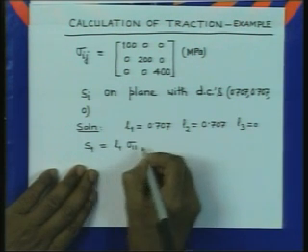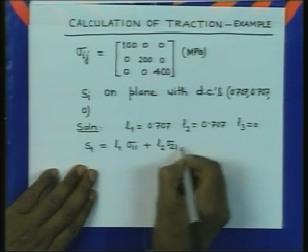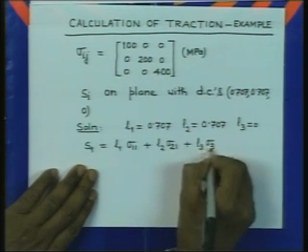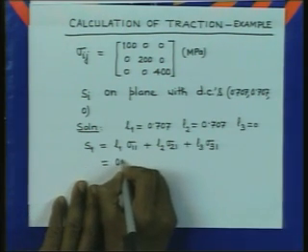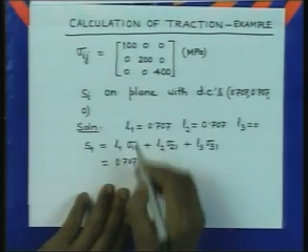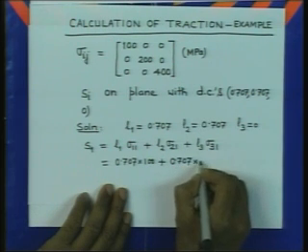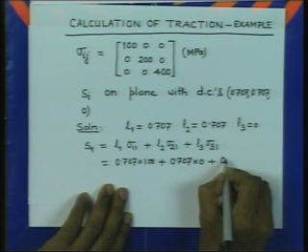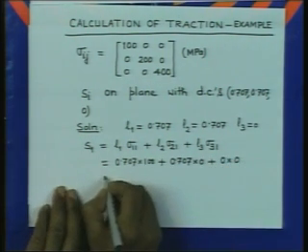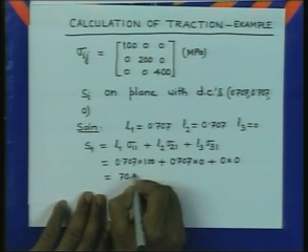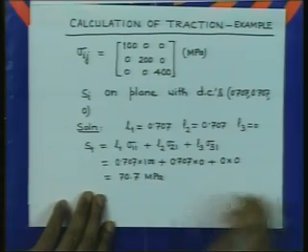L1 sigma 11 plus L2 sigma 21 plus L3 sigma 31. Herein L1 is 0.707 and sigma 11 is 100, then L2 is also 0.707 and sigma 21 is 0, and L3 is 0 and sigma 31 is 0. So, therefore, it gives us a value like 70.7 MPa. So, that is the traction in the direction 1, and it has the same units as the stress. You can calculate similarly the tractions for the other two directions.